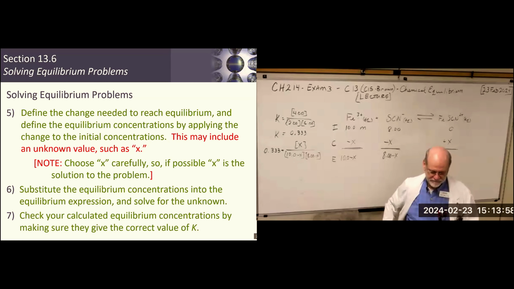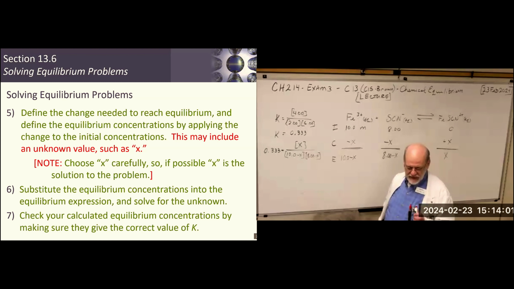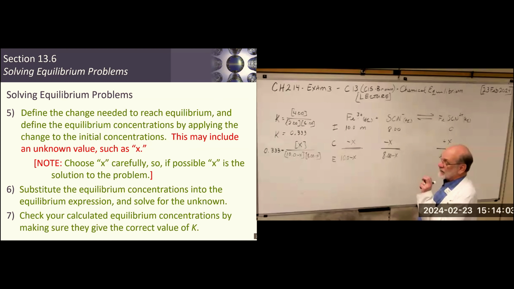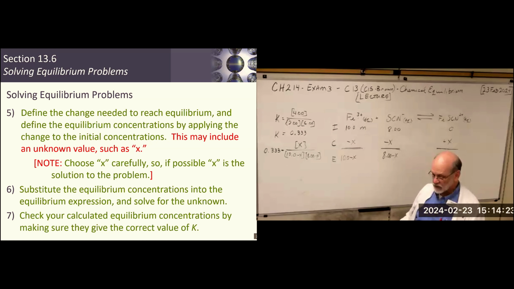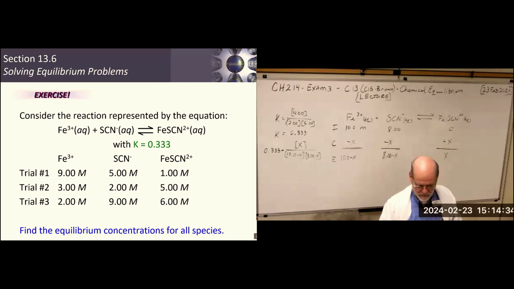All right. This emphasizes the fact that if at all possible, choose your X so that it is the answer. If at all possible, do that. And that'll save you a step or two. Then you substitute your concentrations into the expression and solve for the unknown. And then check your calculated equilibrium concentration with the correct value for K and see if it's within 5%.